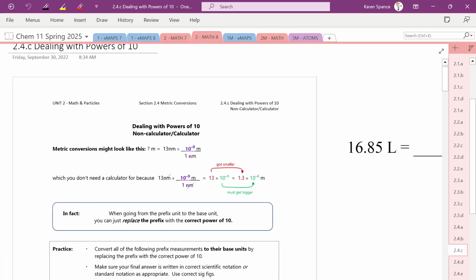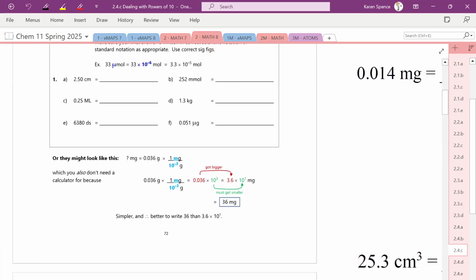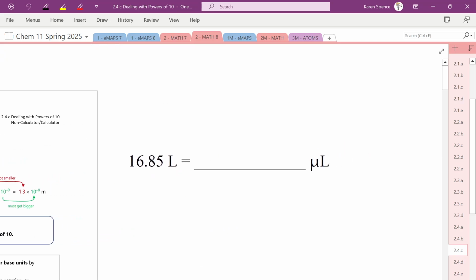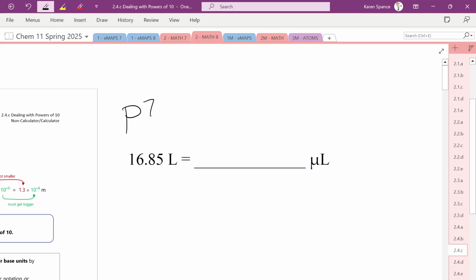So this is on page 72. And in our first example, we are looking at 16.85 liters, and we want to find the number of microliters. So what we're going to do in this case is, this is our initial, and this is our unknown. Okay.